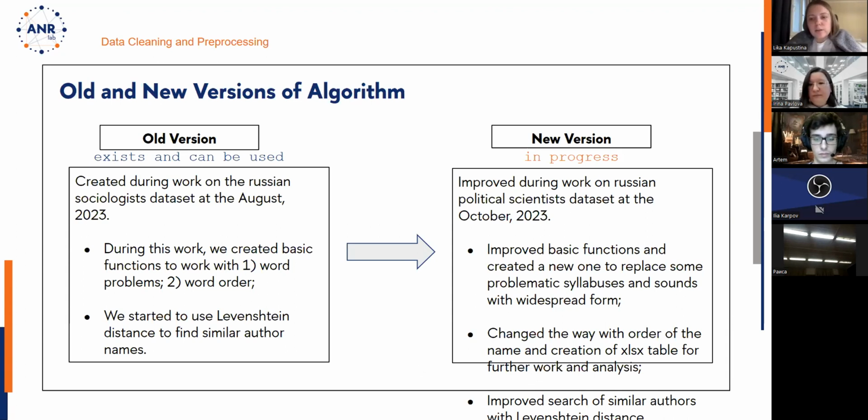And also I improved the basic functions and created a new one to replace some problematic syllables and sounds with widespread forms. For example, we have syllables and sounds which are hard to unify in the English language when we have the English name of a Russian author. Also, I changed the way of ordering names and the creation of the Excel table for further work and analysis, and also improved some search of similar authors with Levenshtein distance. Let's go to the next slide.